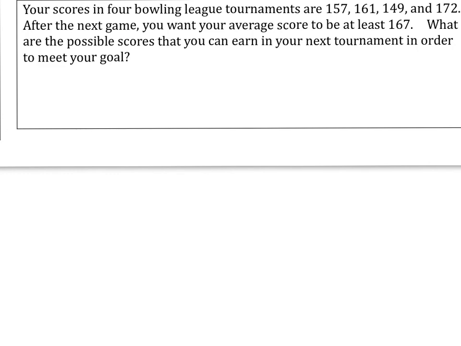Your scores in 4 bowling league tournaments are 157, 161, 149, and 172. After the next game, you want your average score to be at least 167. So the inequality sign that represents at least is greater than or equal. What are the possible scores that you can earn in your next tournament in order to meet your goal? So let x equal the possible scores.